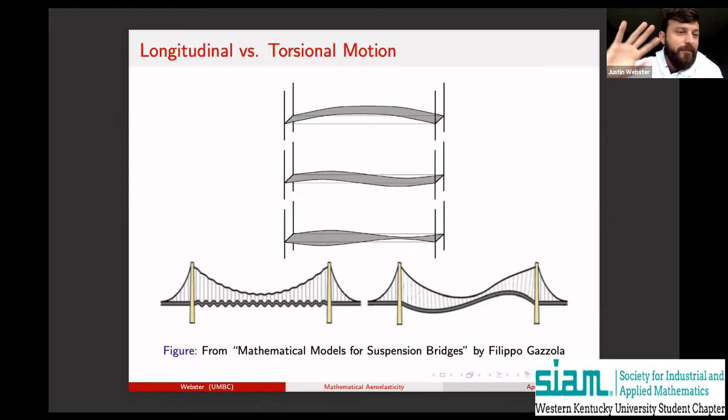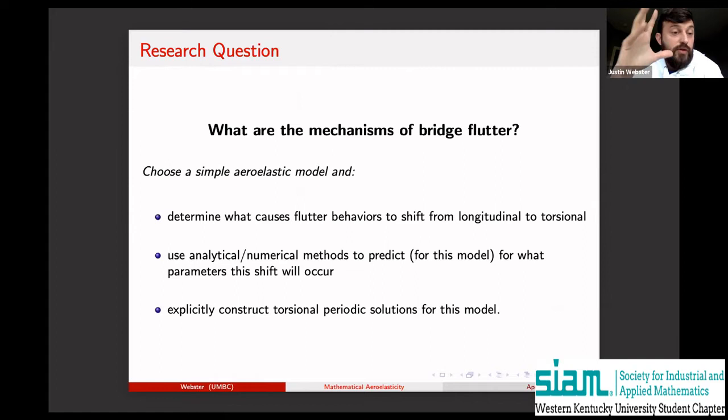So I just wrote here, from my point of view, what is the research question here? This is a 70, 80 year old research question. So choose some sort of bridge model, which includes the aerodynamics of the bridge and the elasticity. Determine what causes the flutter behavior to go from longitudinal to torsional, use analytical or numerical methods to predict when this will occur so that when you build bridges, you can make sure that this won't occur again. And then mathematically, one of the things we might try to do is construct a solution to the differential equation that has the properties that we observed in the actual bridge.